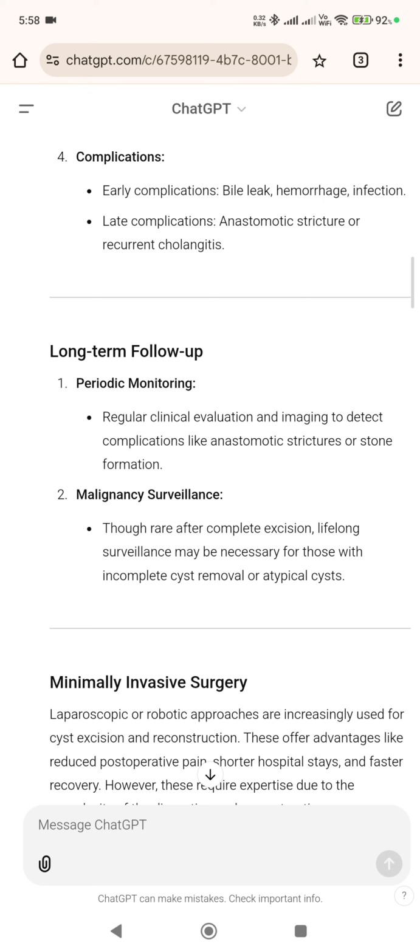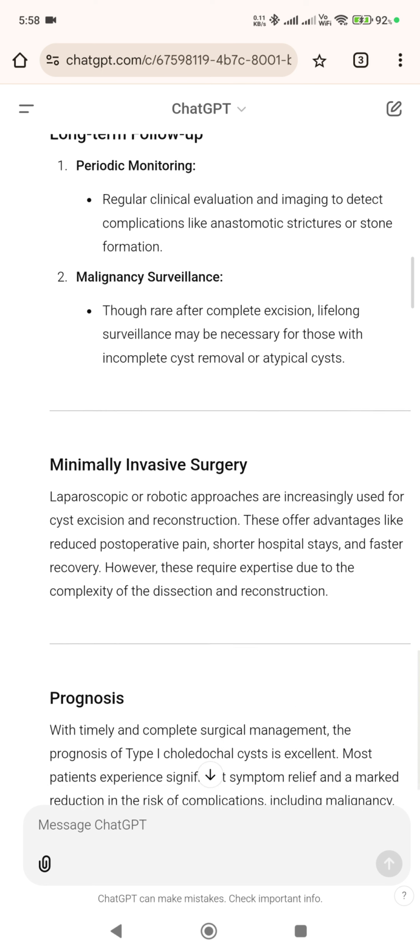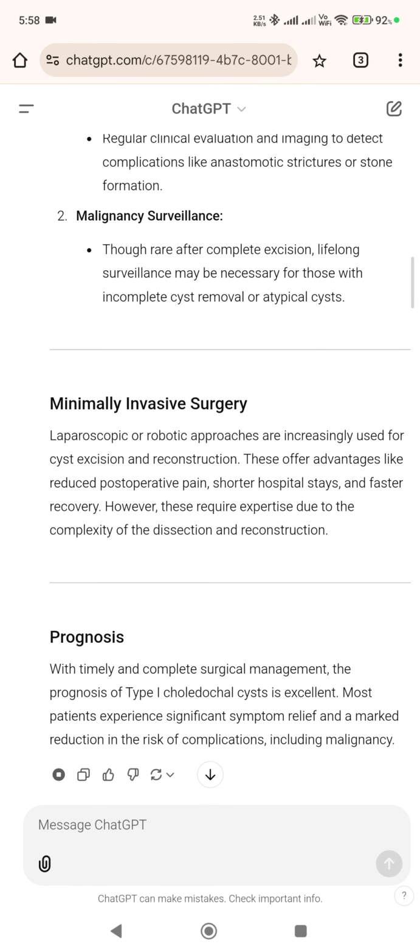Long-term follow-up. 1. Periodic monitoring. Regular clinical evaluation and imaging to detect complications like anastomotic strictures or stone formation. 2. Malignancy surveillance. Though rare after complete excision, lifelong surveillance may be necessary for those with incomplete cyst removal or atypical cysts.